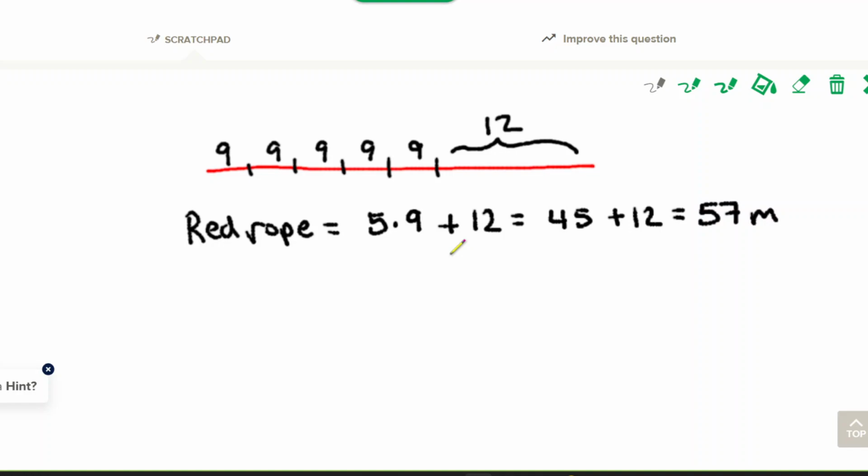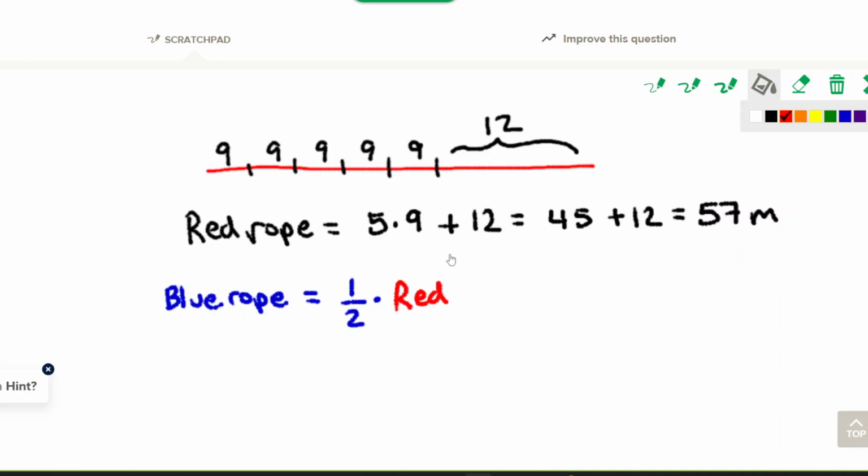All right, so then this blue rope, maybe I'll change the color to a bluish color. Now, I'm not going to draw the blue rope. I'll just write out an expression here. They said the blue rope was half the length, right? So half of, half times the length of the red rope. I'll just say half red. Well, that means the length of the blue rope is half of 57 meters, right?